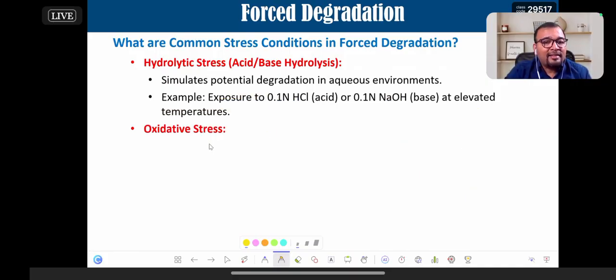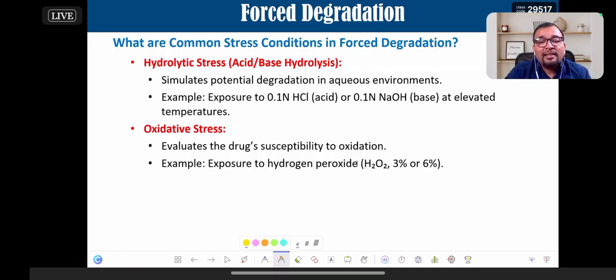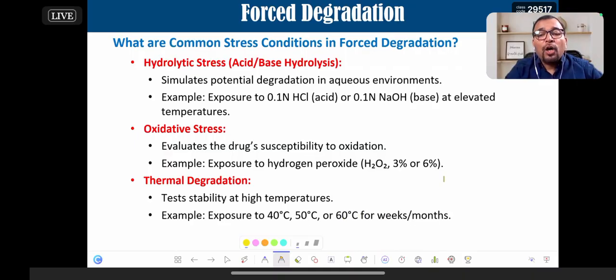Oxidative stress testing: you can evaluate the drug's susceptibility towards oxidation. What is the condition preferred? Hydrogen peroxide of around 3 to 6%, or even sometimes less, more is preferable. The third one is temperature degradation. Temperature degradation means what? We are going to expose the sample at higher temperature, maybe 40 degrees, 50 degrees, 60 degrees, or maybe sometimes even 100 degrees Celsius, according to the nature of the product that you are handling. And it could go for weeks or sometimes until a month.